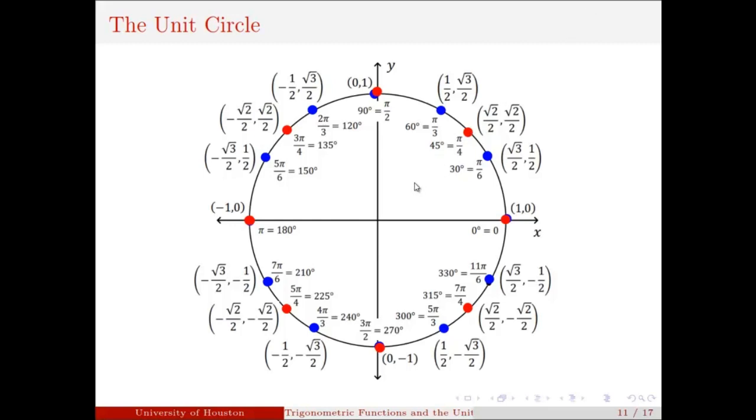We refer to this as quadrant 1 of the unit circle. This is quadrant 2. This is quadrant 3. And this is quadrant 4.